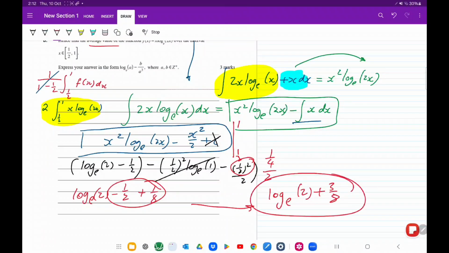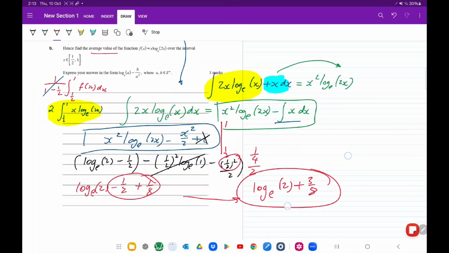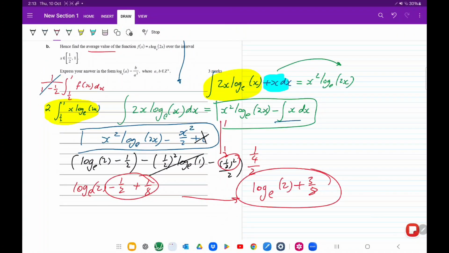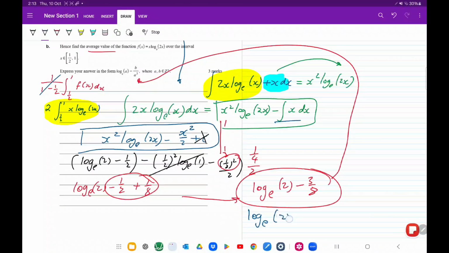We're very close to our final step, because our final step is now asking us, sorry, no, that's minus. Our final step's just asking us to represent it in that form, so we're just going to change one small thing and say log e 2 minus 3 over 2 to the power of 3, and you've got your answer.